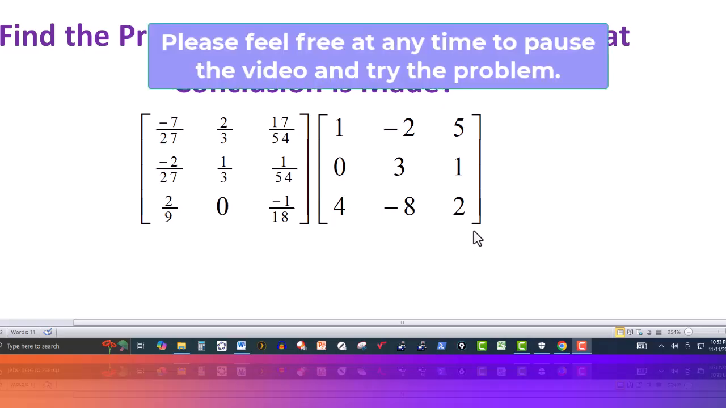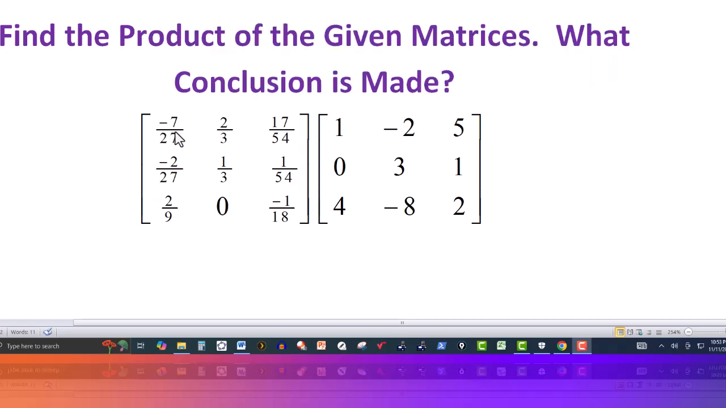In this video, we want to find the product of these two matrices here, and then we want to make a conclusion based on the result. So first, let's go ahead and multiply these out. And again, remember, it's not the corresponding components multiply, so it's not the first one here times the first one here, second one here times the second one here, and so on.